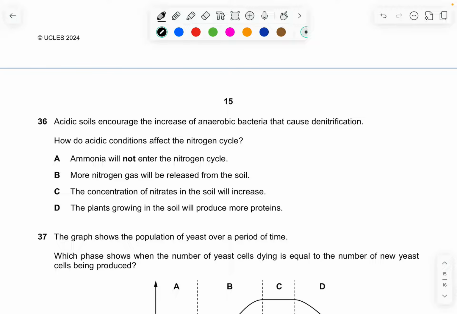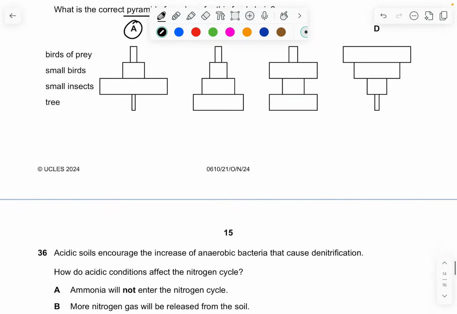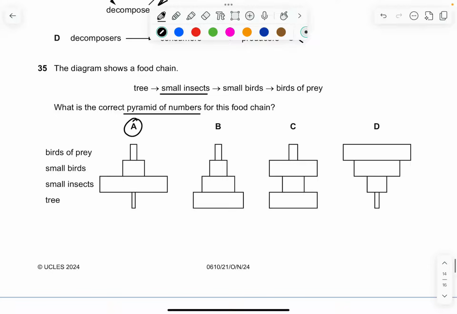Question 36. Acidic soils encourage the increase of anaerobic bacteria that can cause denitrification. How do acidic conditions affect the nitrogen cycle? Hold up, for the previous question, the pyramid of numbers is only considering the number, not the energy. I apologize for saying the word energy. It doesn't apply there.